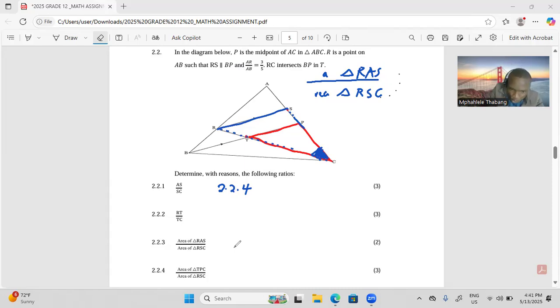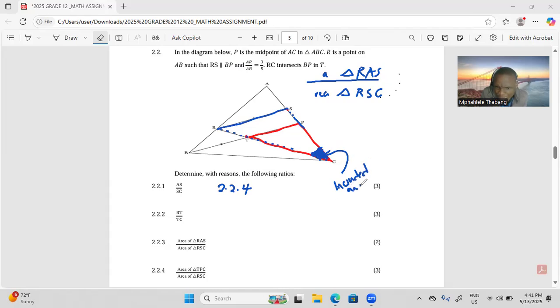So let's go for 2.2.4, the area of TPC over the area of RSC. So I said the triangles TPC and RSC are sharing the common angle. They are sharing angle C. So focusing on the triangle TPC now, I'm going to see the angle C as the included angle.